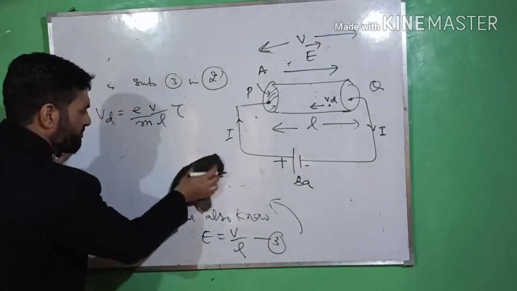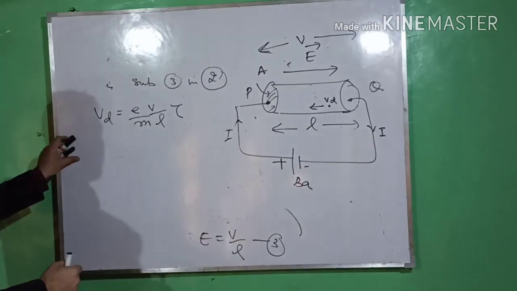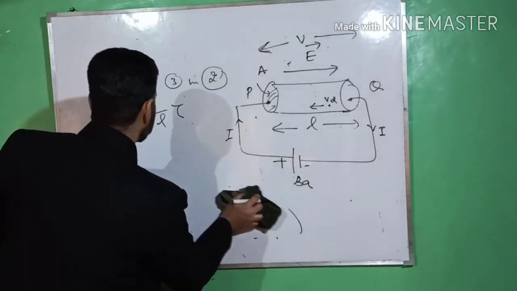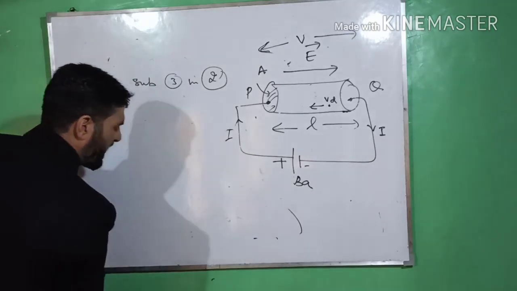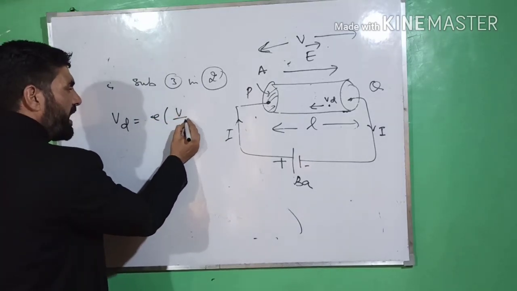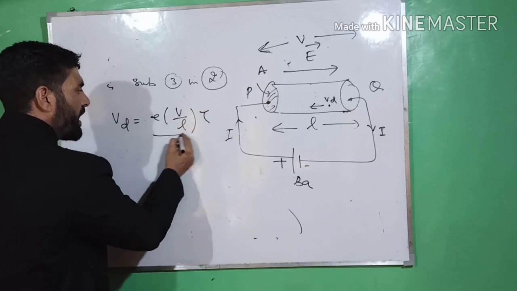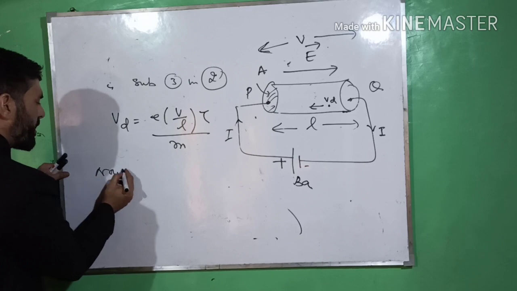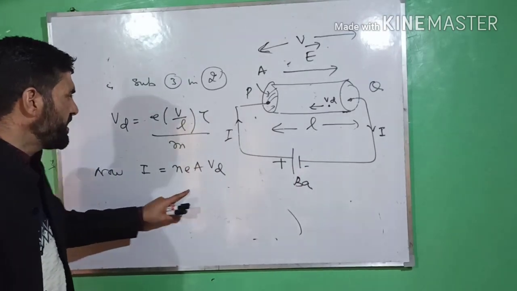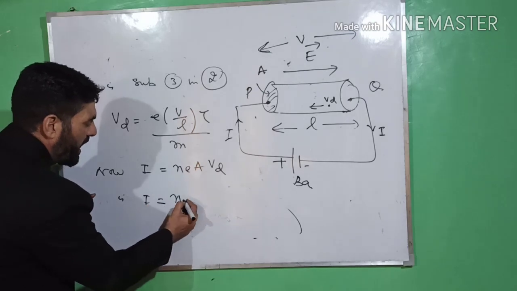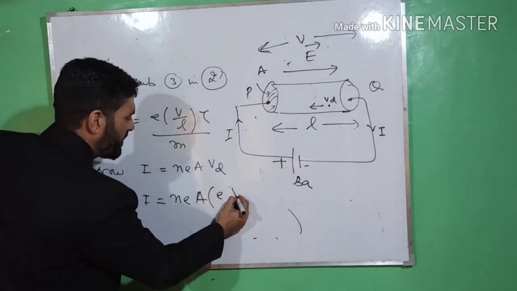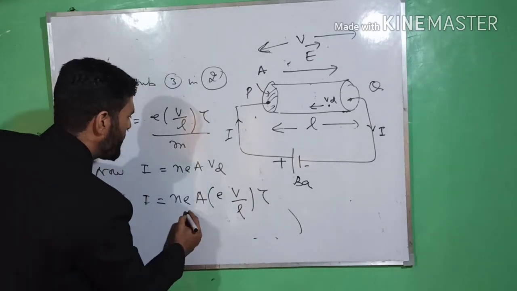Now see my dear students, VD is equal to E V tau by m L. Sorry, we did not need to substitute here. So VD is equal to E tau by m, and E is equal to V by L. Now I is equal to n e A VD, therefore I is equal to n e A, and in place of VD we substitute E V by L into tau, divided by m.